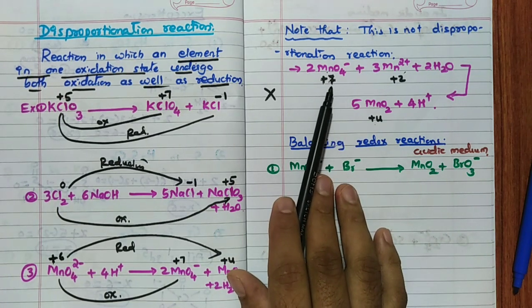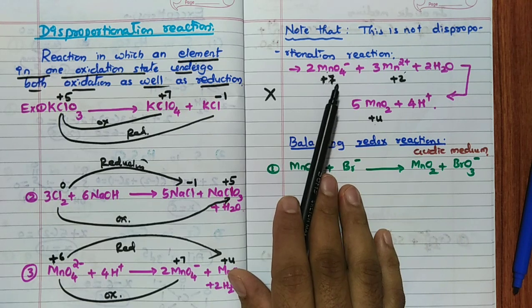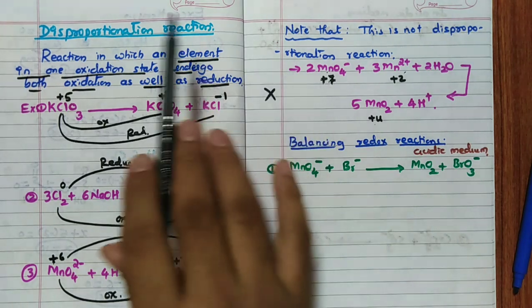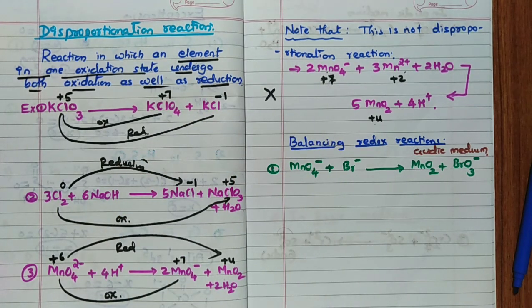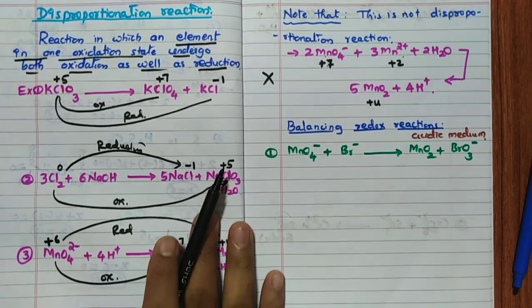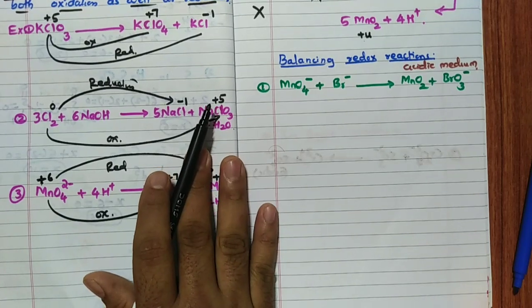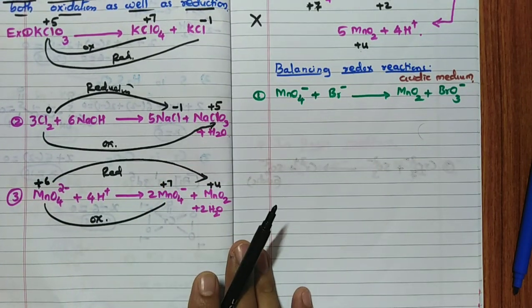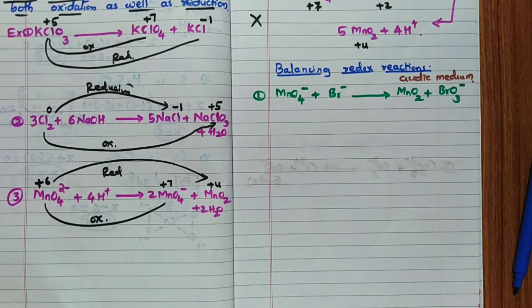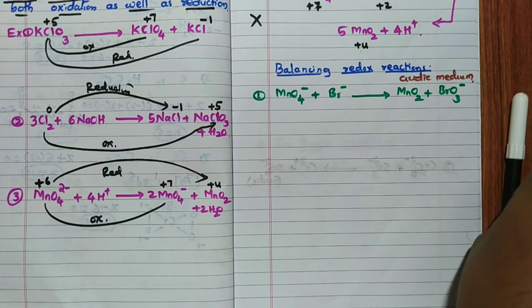Important: if you see the recent NEET paper, it asked about this by giving four reactions, asking which is or is not a disproportionation reaction. Such questions they can ask. This is about the disproportionation reaction. Next, we'll move to the very important topic, balancing redox reactions. Only for the first one I will tell it in detail. For the next one, I will directly show you how you can save your time.